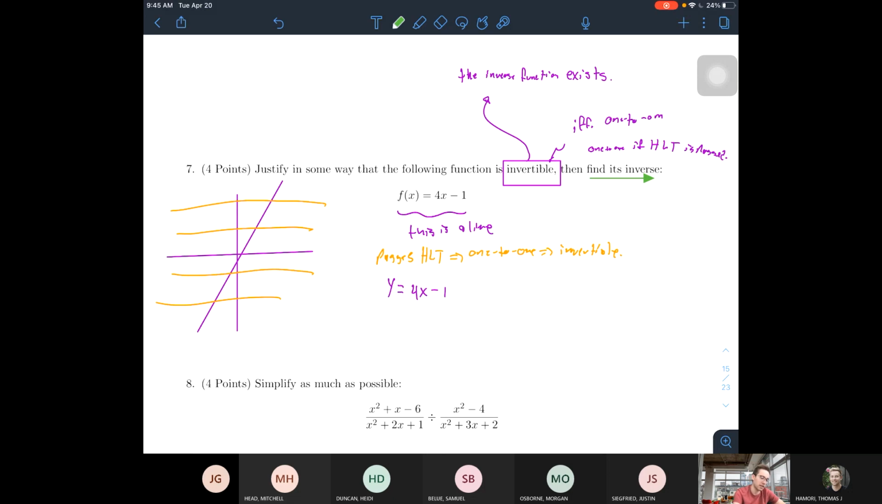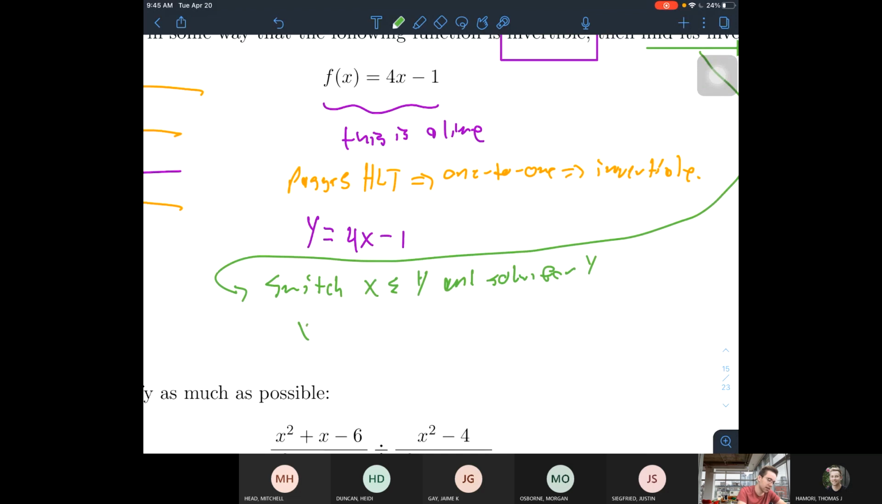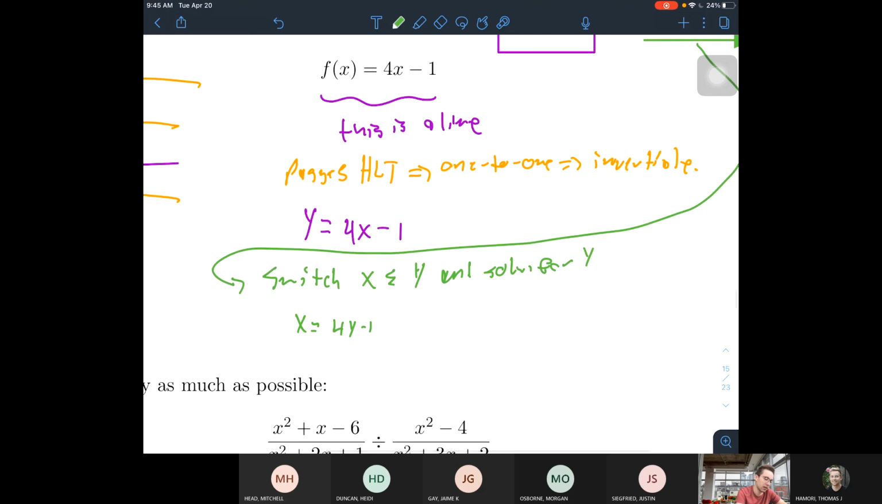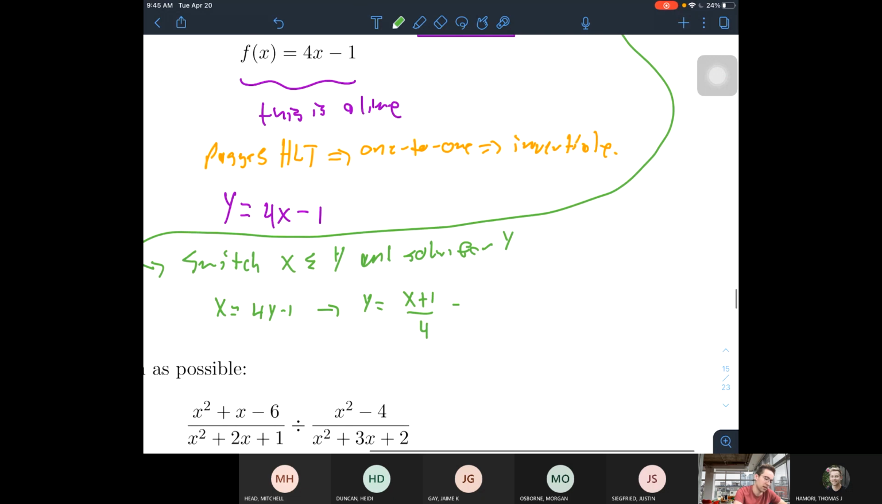All right, well, we're out of time for today, so I've got to give it to you before we close. It's to switch the x and y and solve for y. So in this case, this becomes x equals 4y minus 1. And I solve this by adding 1 and then dividing by 4. So I get y is equal to x plus 1 over 4. And that is f inverse of x.